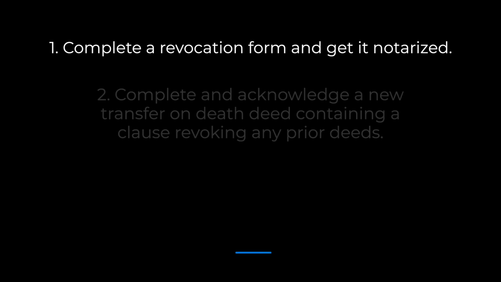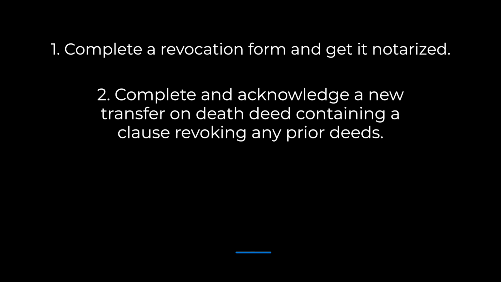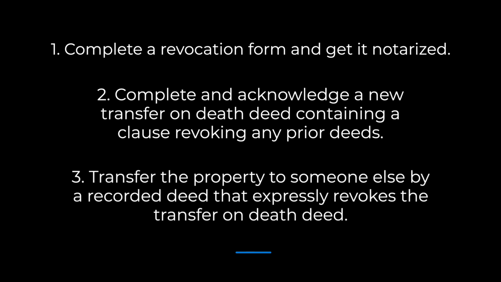Finally, can a transfer on death deed be revoked or changed after it's already been recorded with the county clerk? The answer is yes. In New Mexico, a transfer on death deed can be revoked in one of three ways. Complete a revocation form and get it notarized. Complete and acknowledge a new transfer on death deed containing a clause revoking any prior deeds. Transfer the property to someone else by a recorded deed that expressly revokes the transfer on death deed. To be effective, these must be recorded with the county clerk's office before the transferor's death.